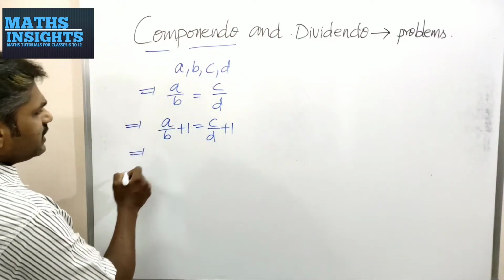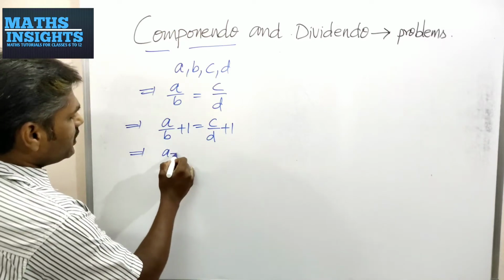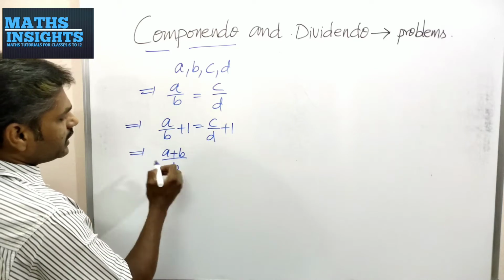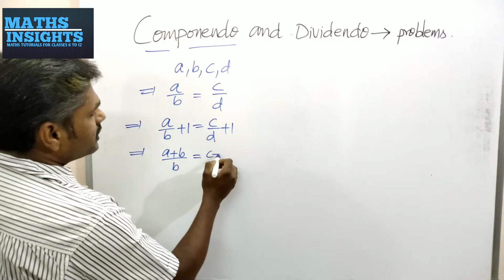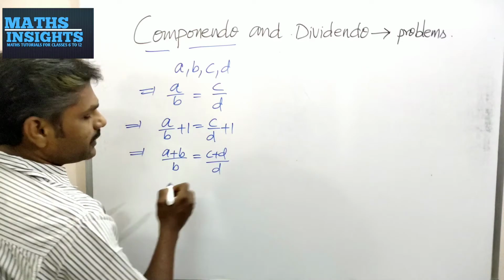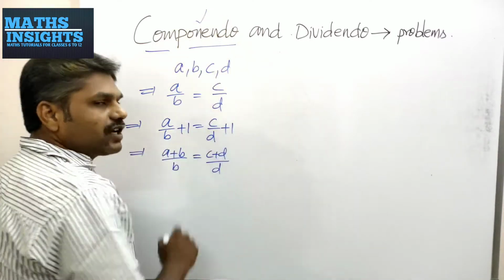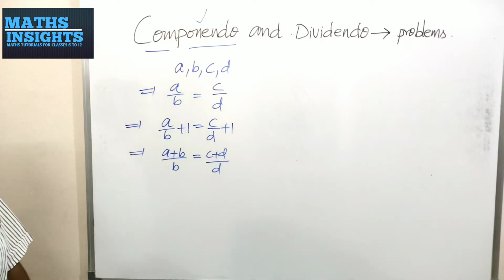Now after adding plus 1 on both sides, I take the LCM, and it becomes (a plus b) by b equals (c plus d) by d. This is called componendo of a, b, c, d.